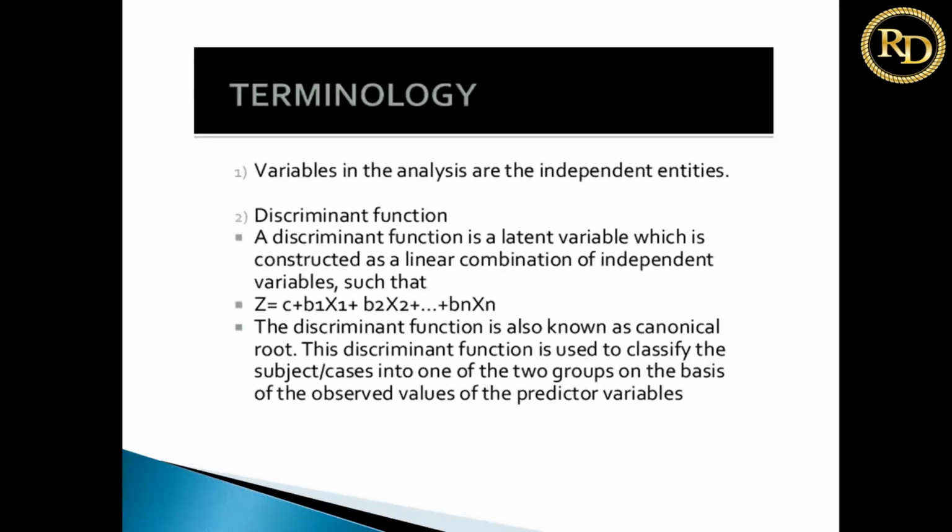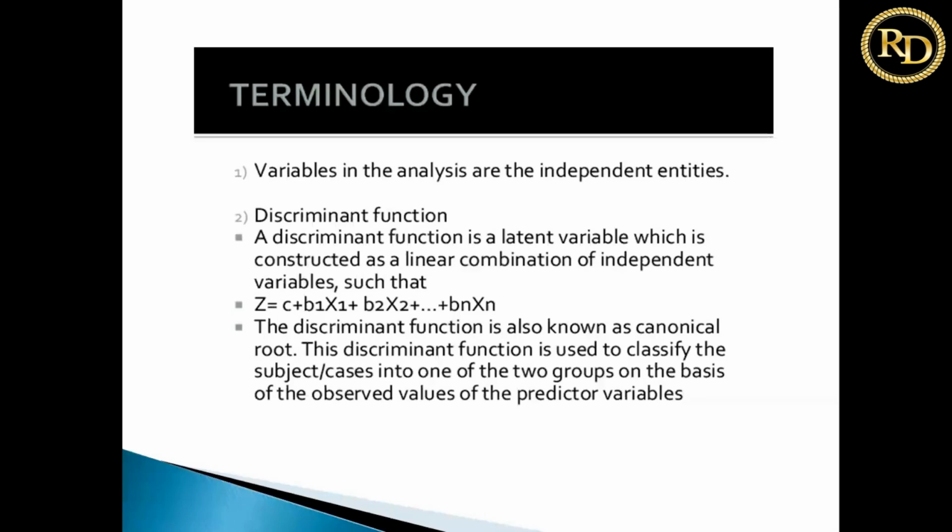Now there is some terminology used for the analysis of discriminant analysis. First, the variables in the analysis are the independent entities. So independent variables are known here as independent traits or independent entities. And the second one is the discriminant function. This is very important because on the basis of the value of this discriminant function, we classify the unit into two or more groups under consideration.